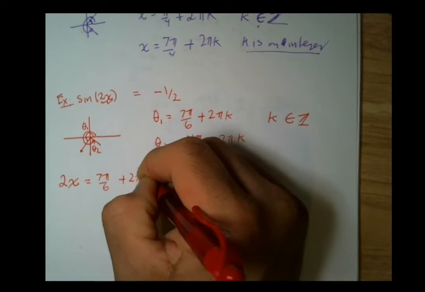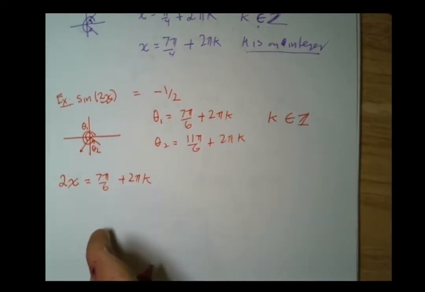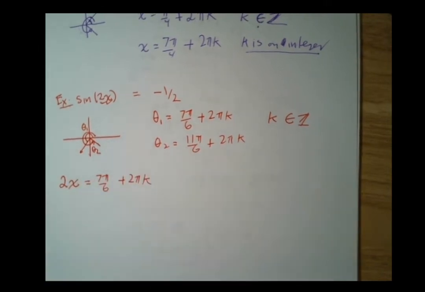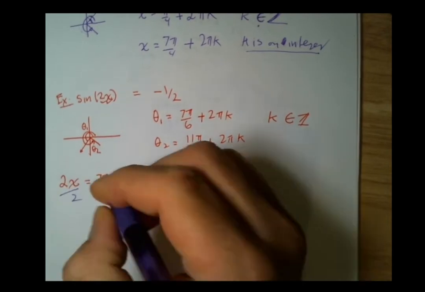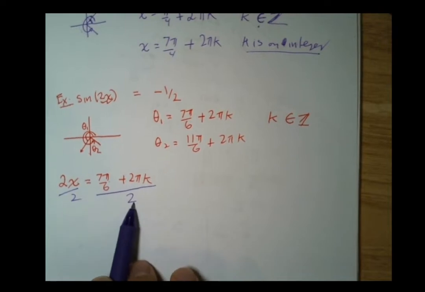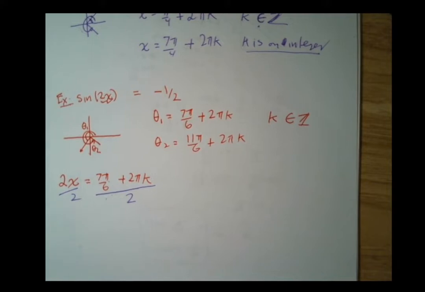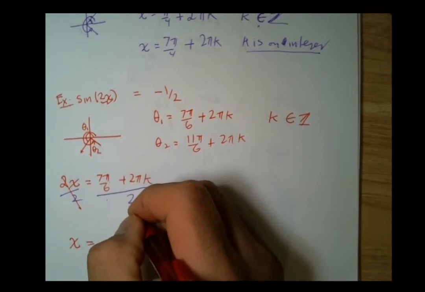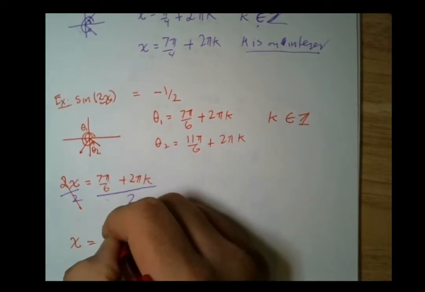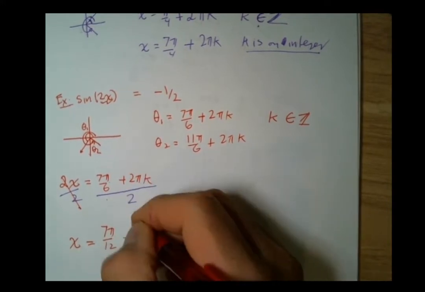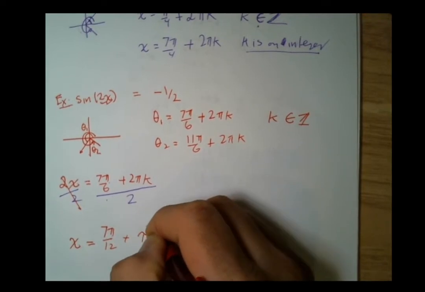plus 2 pi k. All right, and I want to solve for x, so the way I solve for x here is I don't want 2x, I simply want x, so I just divide by 2. And divide, in this case, both of these terms by 2, right? 7 pi over 6 gets divided by 2. 2 pi k gets divided by 2. So simplifying, this simplifies to 1, we get x. 7 pi over 6 divided by 2 gives me 7 pi over 12. And here 2 pi k divided by 2, those 2's will reduce to 1. You get pi k.